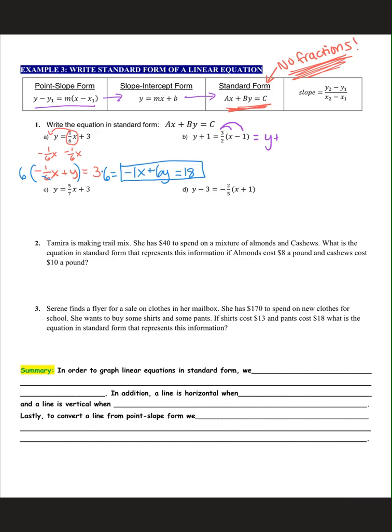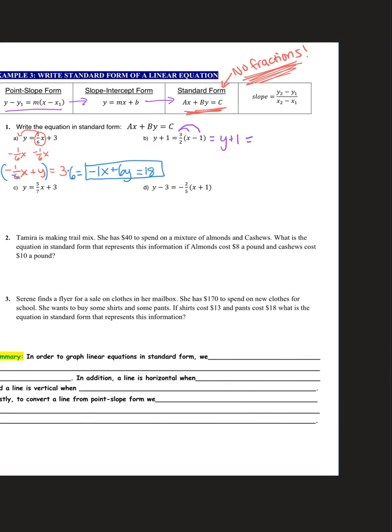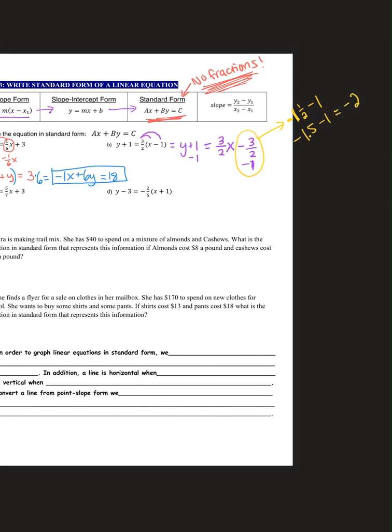So I'm going to have y plus 1 equals 3 over 2 times x is 3 over 2x. And then 3 over 2 times negative 1 is negative 3 over 2. Now I need to subtract 1 from either side. Now if I have trouble combining these two together, which you might, this negative 3 over 2 is the same as negative 1.5 minus 1. So if I owe you $1.50 and I owe you another dollar, I actually owe you negative 2.5. I owe you $2.50, correct?